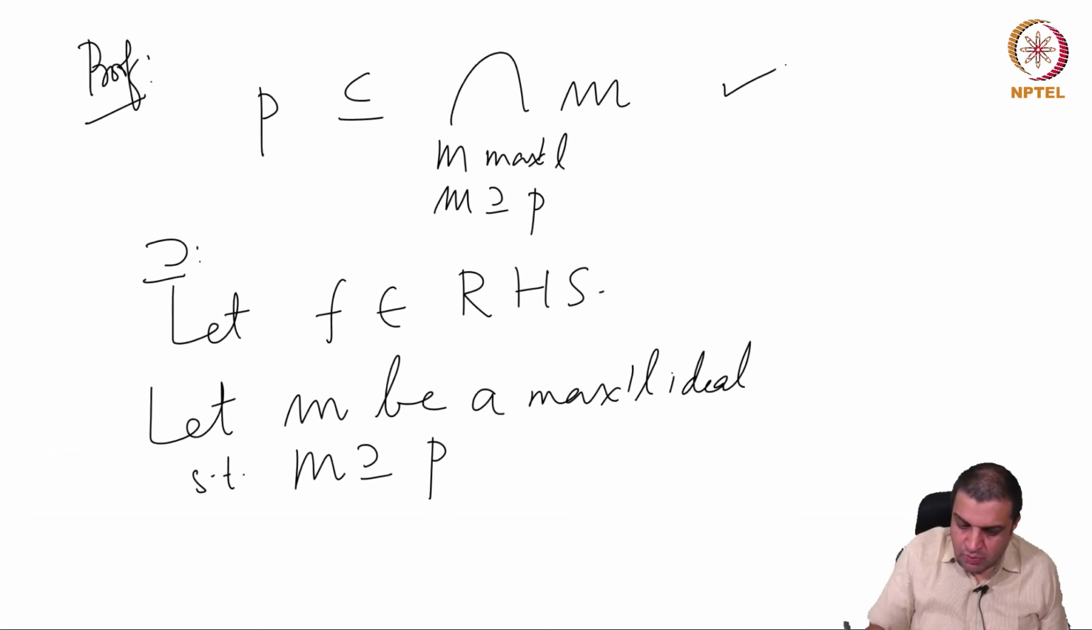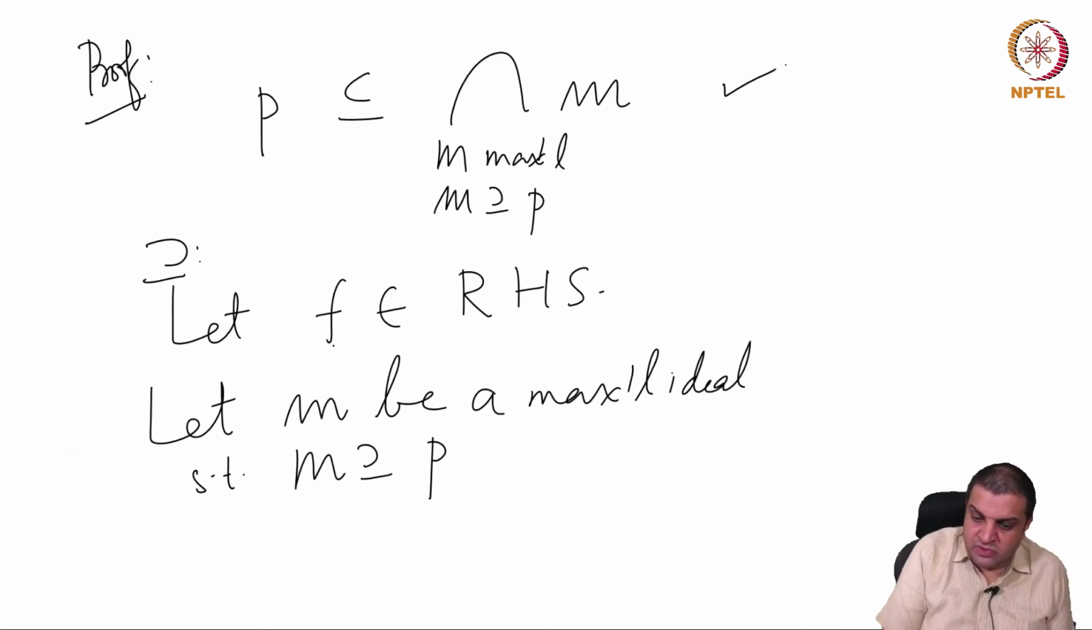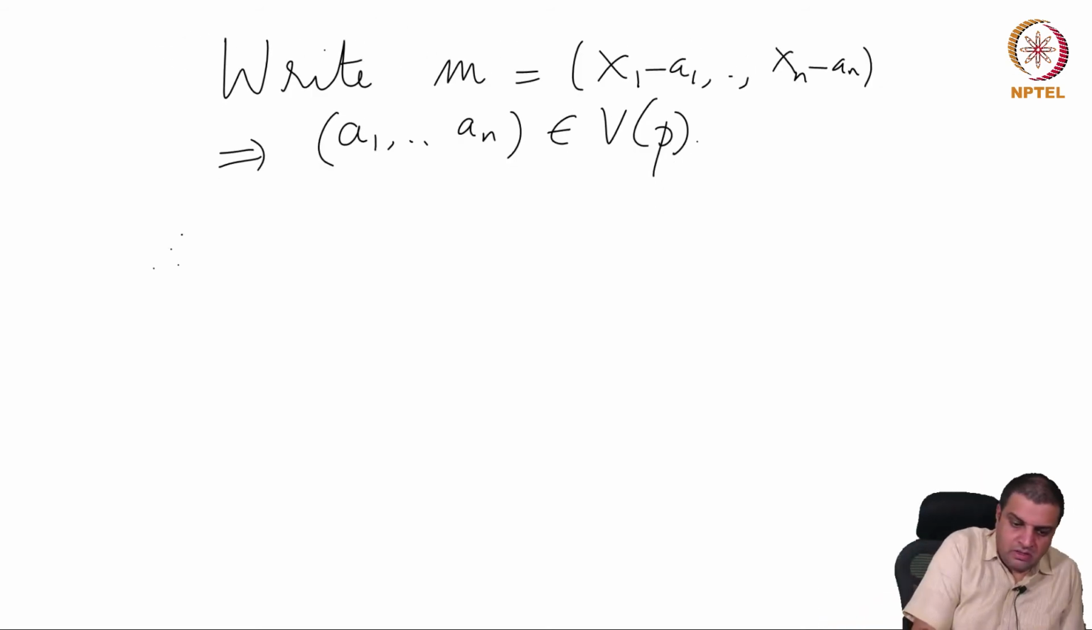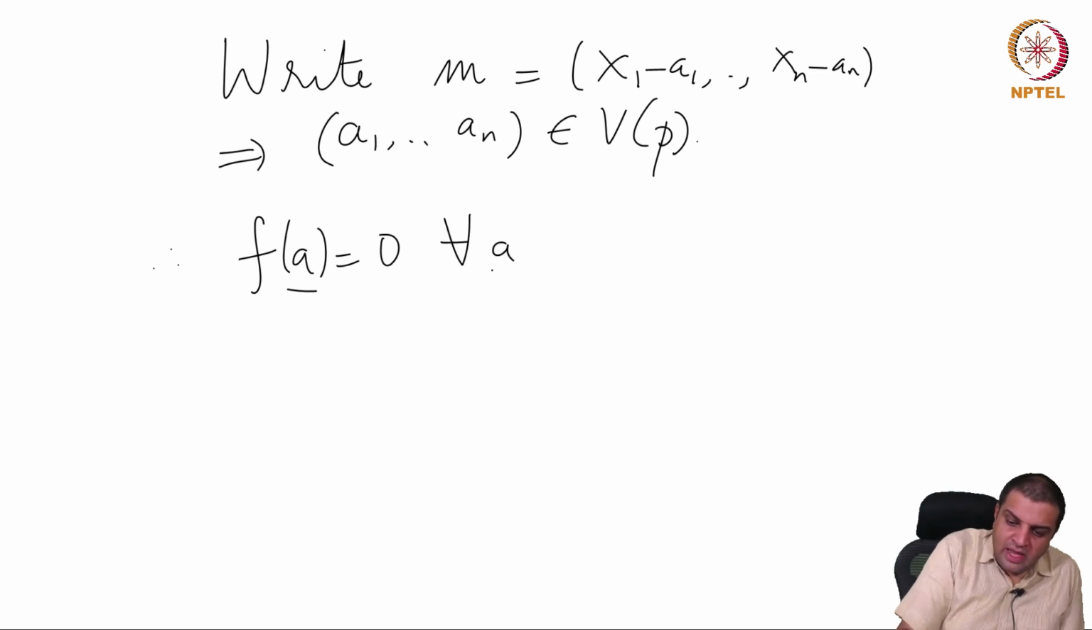So now, what does this say? If you take an F on the right hand side, then we have taken every maximal ideal containing M, which means we have taken every point inside V of P. So F vanishes at every point inside V of P. Therefore, F of A is 0 for all A inside V of P.